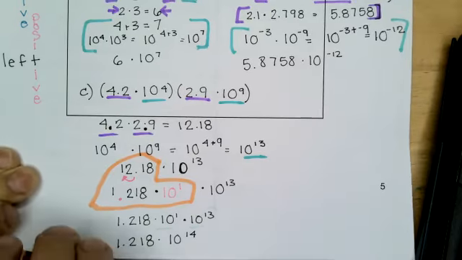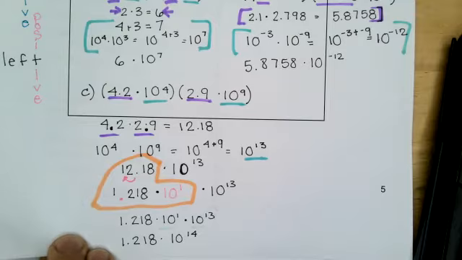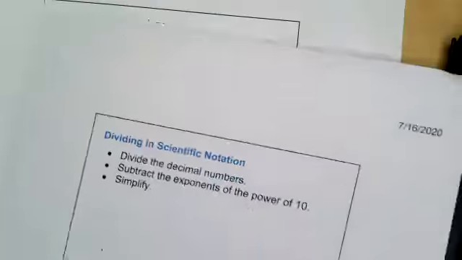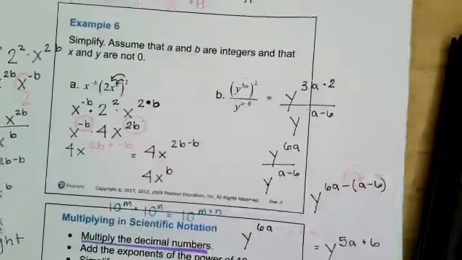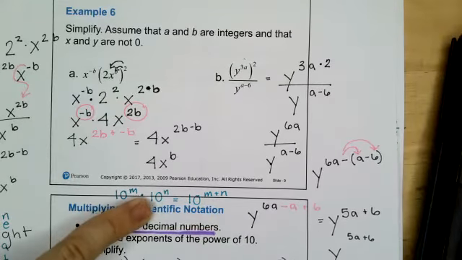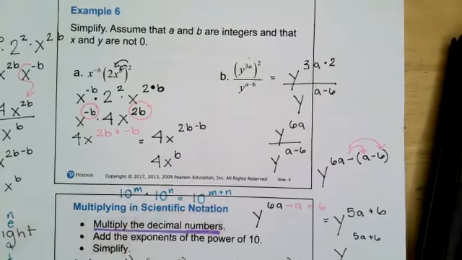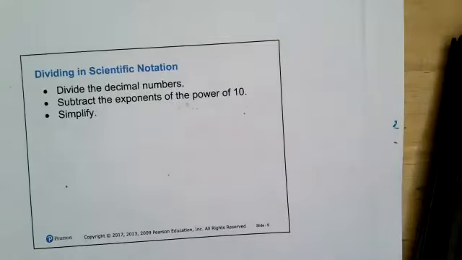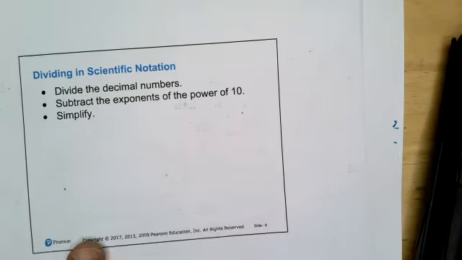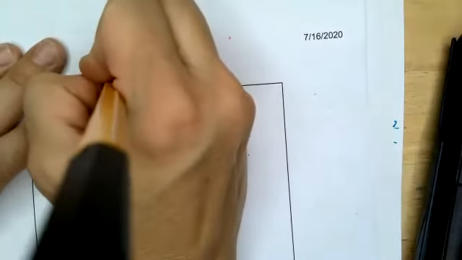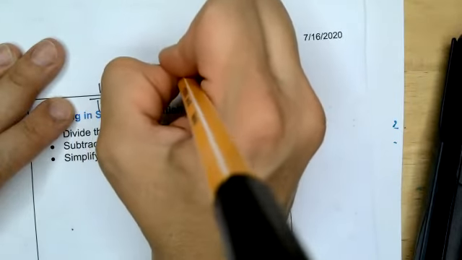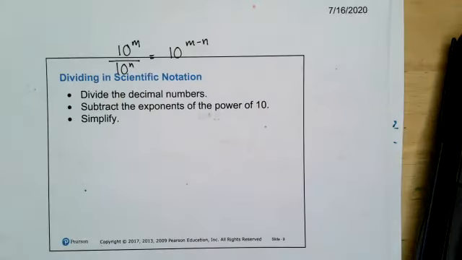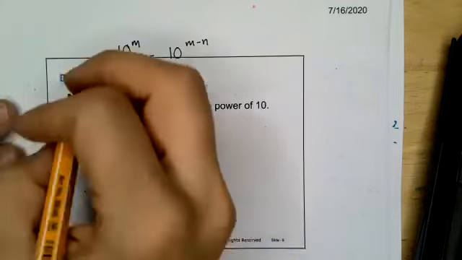All right, I think we can get through division. So for dividing, we divide the decimal numbers and subtract the exponents. Just like here, 10 to the power of m times 10 to the power of n equals 10 to the power of m plus n. Here, we subtract the exponents because 10 to the power of m over 10 to the power of n is 10 to the power of m minus n. Good.